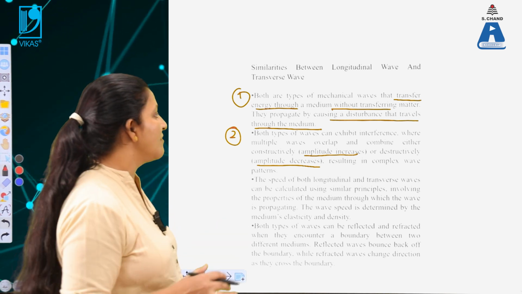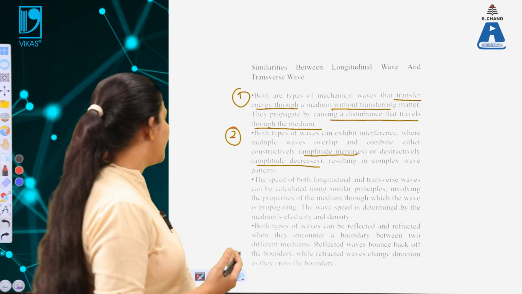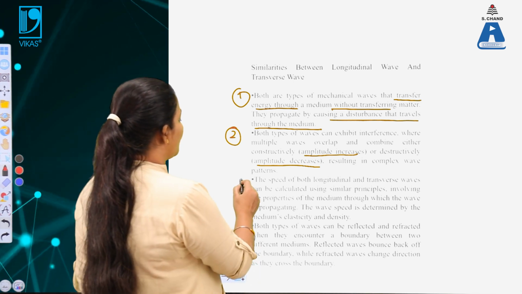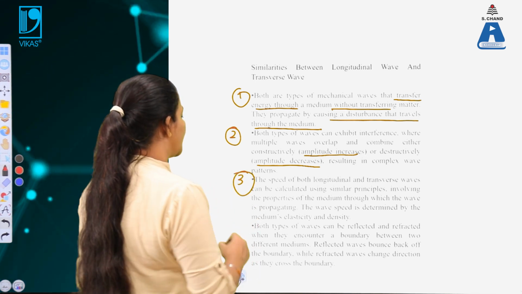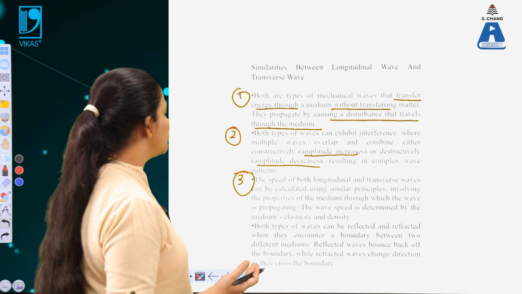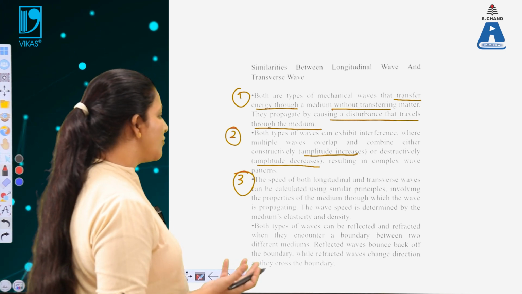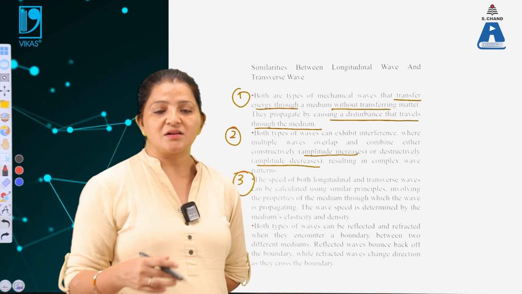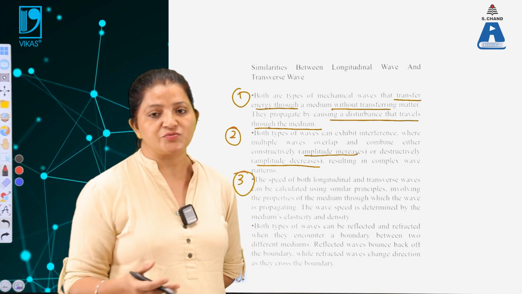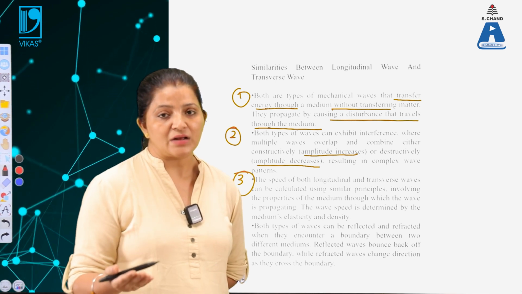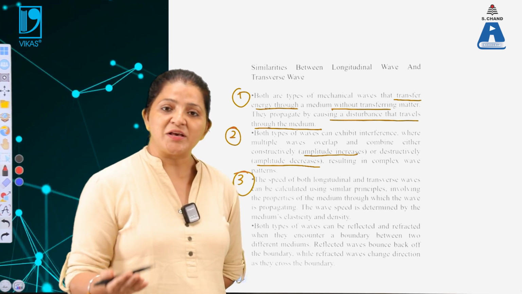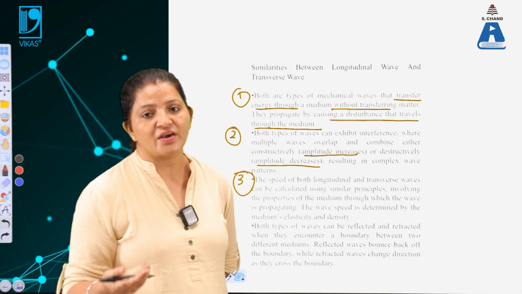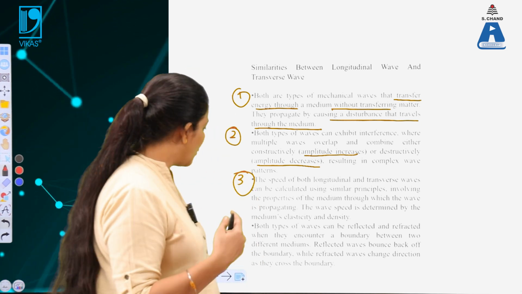So both of the waves will exhibit the phenomenon of interference. Next is the speed of both longitudinal and transverse waves. That can be calculated by using similar principles. We know the speed of the wave, how can we calculate that? Speed, in either case, longitudinal or transverse wave, can be calculated by wavelength divided by time. So in both cases, their speed can be calculated.